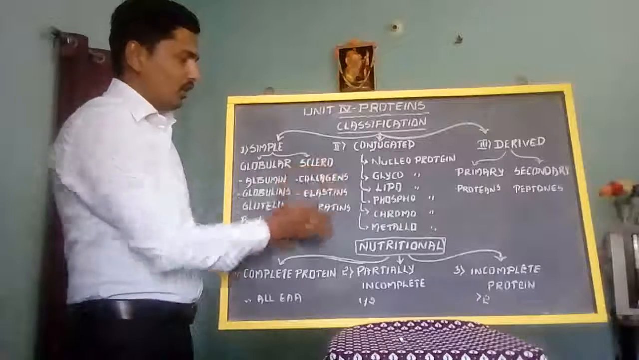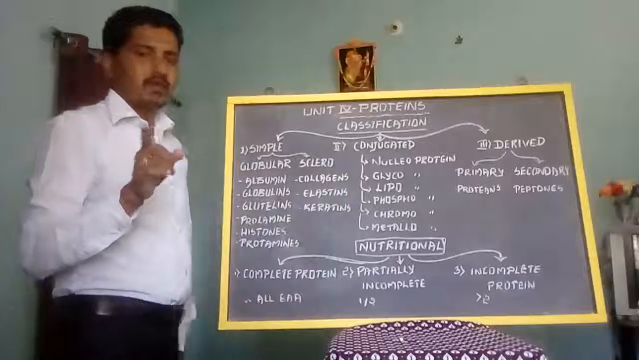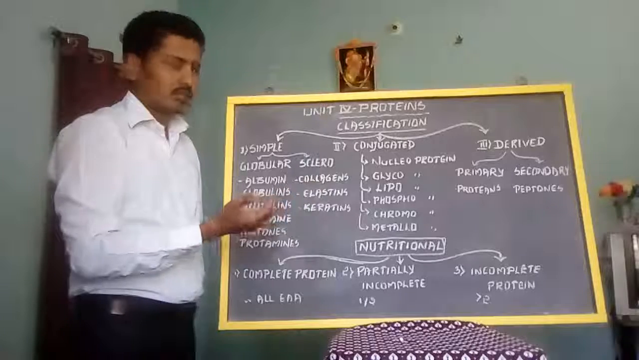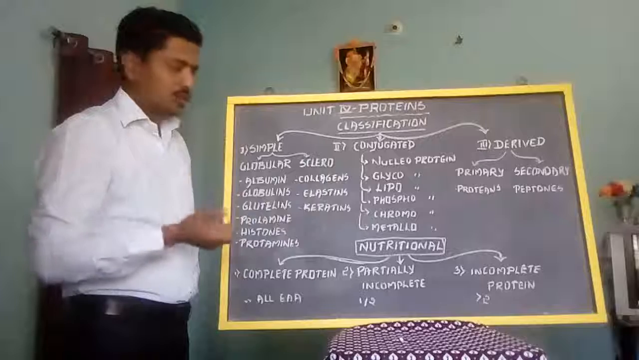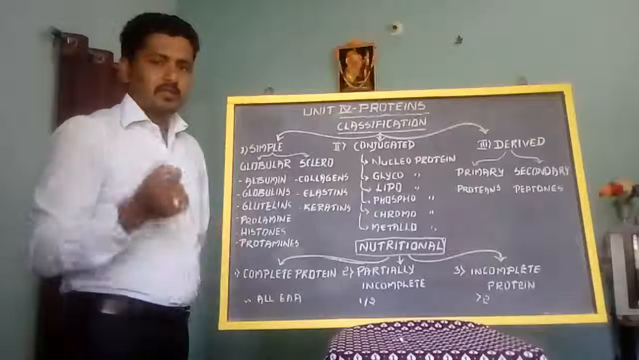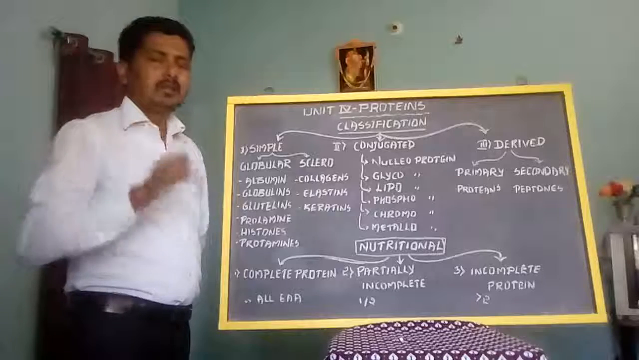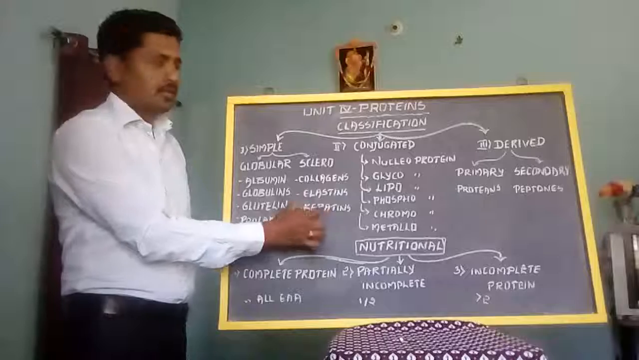And scleroprotein means those will have filamental or thread-like structures. Examples like collagen present in skeletal muscle, elastin present in skeletal muscle and some connective tissues, and keratins present in hairs and nails. Those are filamental in nature. Those come under the classification of scleroproteins.